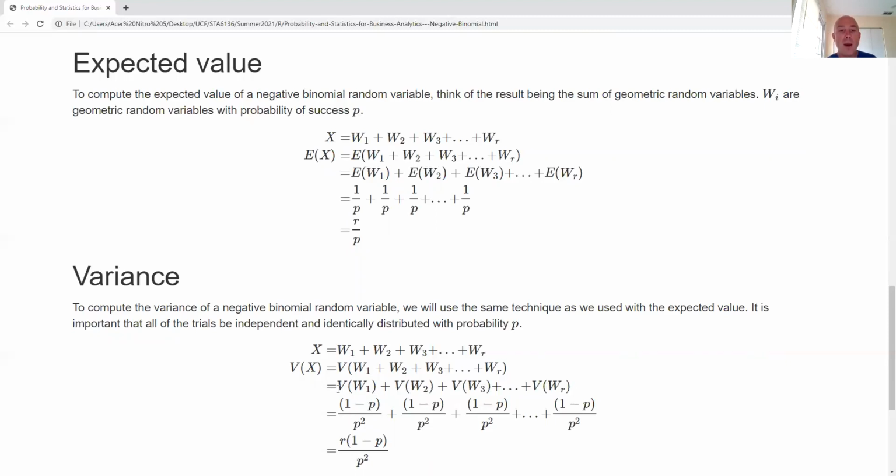Now I replace each of the variance terms with the variance here. This replaces the variance of W1. Then I realize I have r of them. Boom, we've got it.